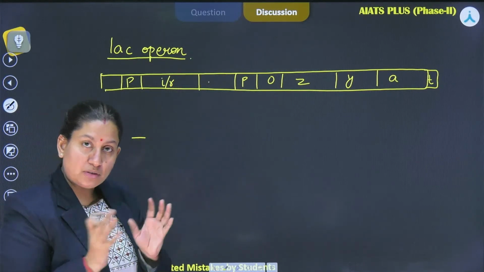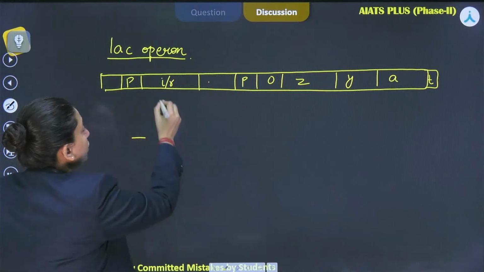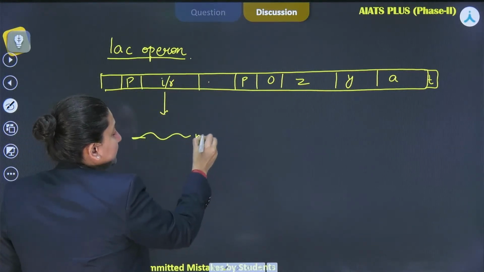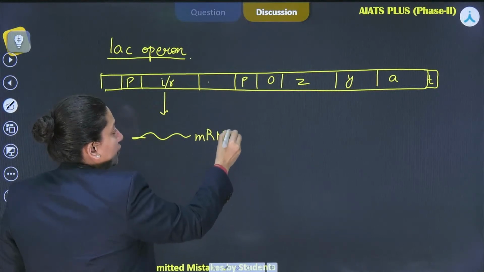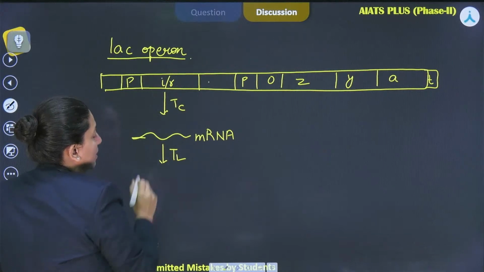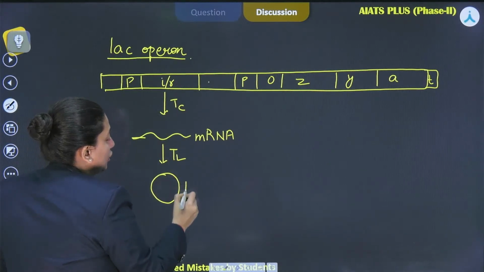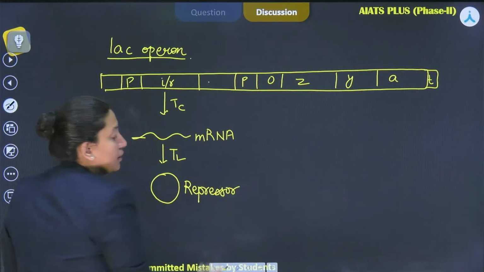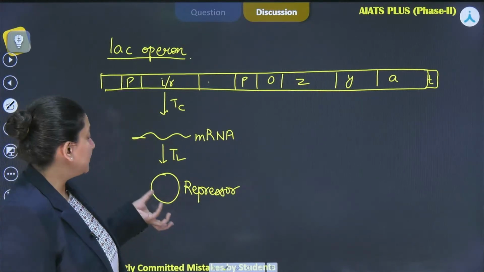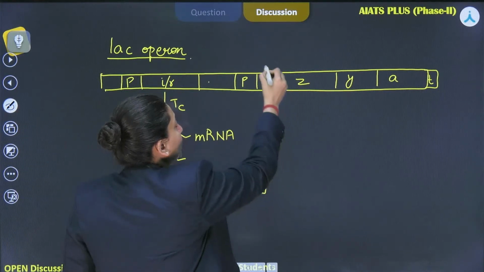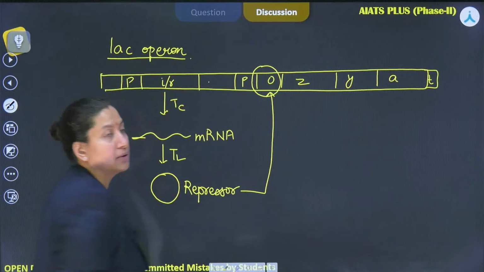Also because of its smaller size, it is going to be transcribed first. So this is going to create its mRNA. After the transcription is completed, translation will occur and a repressor molecule will be formed, right? Now, what will this repressor molecule do? It will go and bind to the operator region like this.